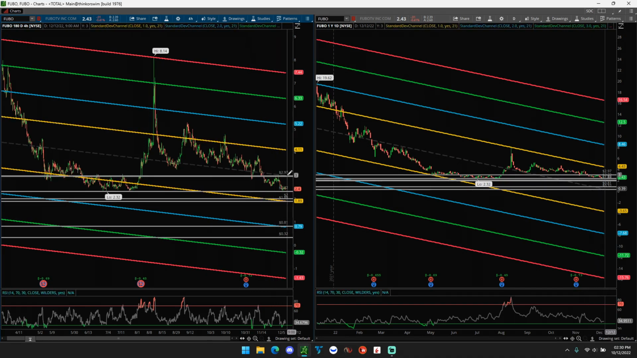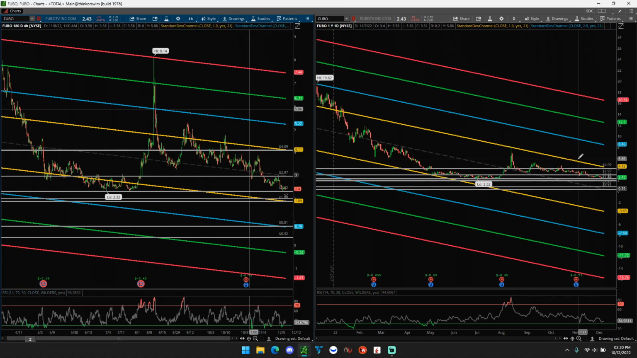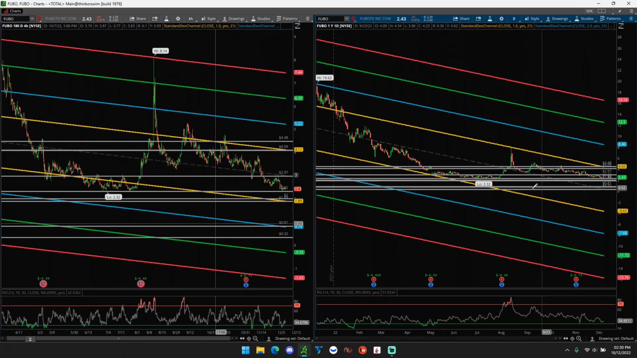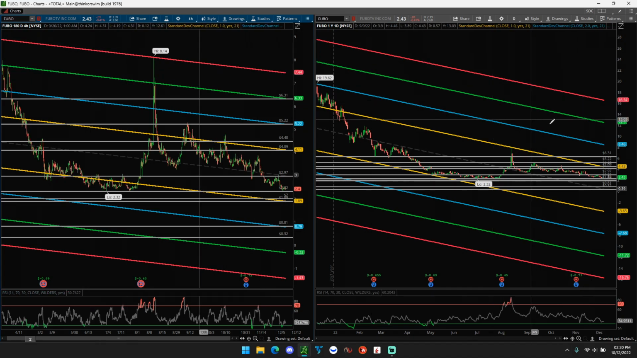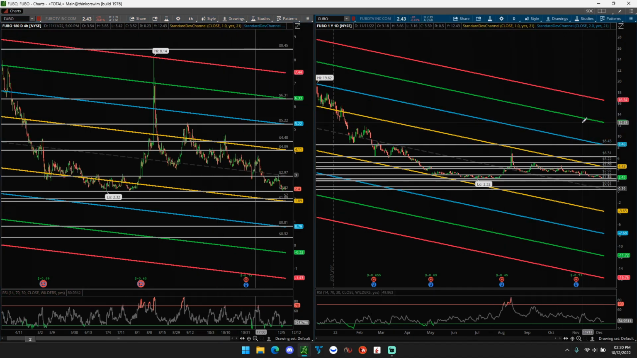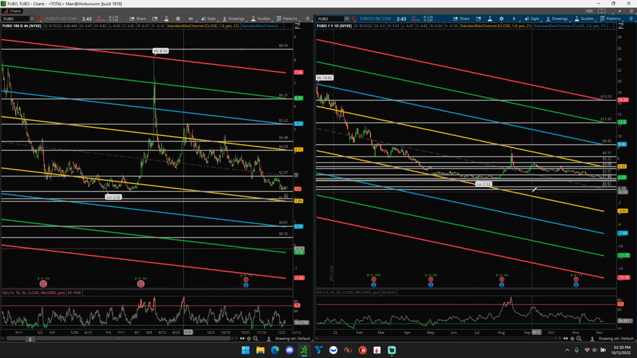So if we do touch this the first time, expect at least a pullback, but if we do break through, then we do have targets going to around 410 to around 450. Breaking further would be 525, 630, 750, and final levels pushing all the way up to 850, 1250, and 1650.